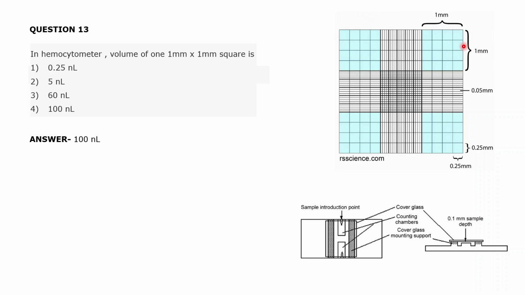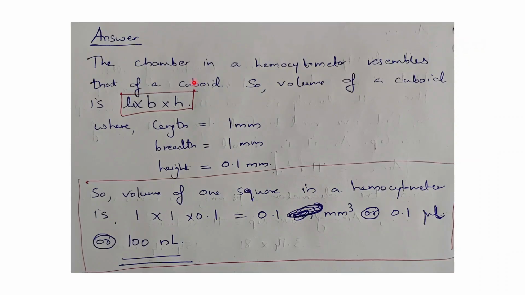So the dimensions are 1 millimeter by 1 millimeter by 0.1 millimeter, which represents the depth. This represents a cuboid-like structure in three dimensions, rather than a cube. You know that the volume of a cuboid is length into breadth into height. The length is given as 1 millimeter, the breadth is 1 millimeter, and the height or depth is 0.1 millimeter.